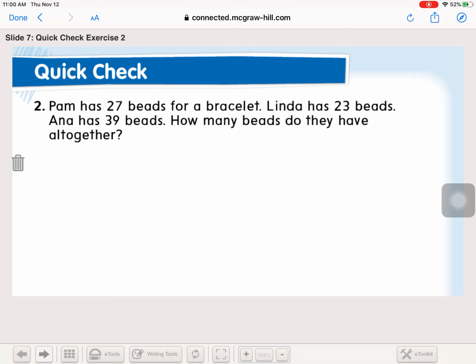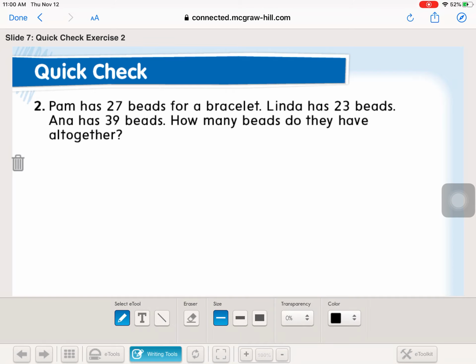Pam has 27 beads for a bracelet. Linda has 23 beads. Anna has 39 beads. How many beads do they have all together? Okay, so this time same kind of concept, but we're just adding more than two numbers together. So 27, 23, 39.